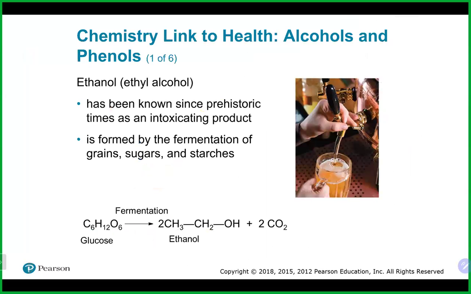Okay. All right, so as we've talked about here, alcohols, ethanol, which is also commonly called ethyl alcohol, again can be made through fermentation of glucose. It is the alcohol of alcohols, if you will.